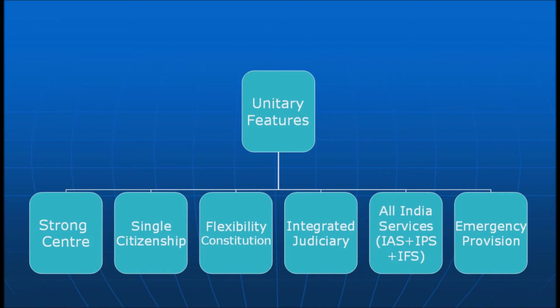Next is the emergency provisions. There are elaborate provisions mentioned in the Constitution, Articles 352, 356, 355, which talk about the emergency provisions. So during the emergency, the administration in India changes to unitary. Okay, that means the center becomes more powerful than the states.